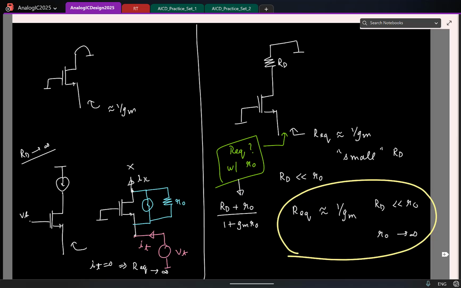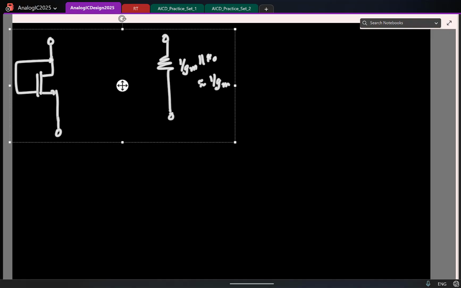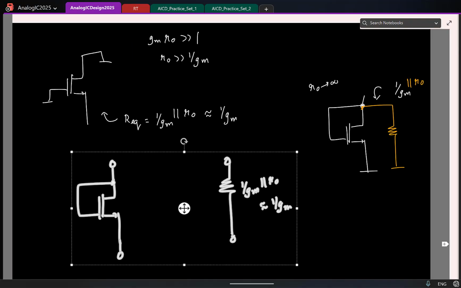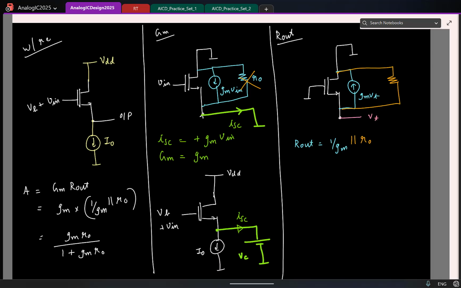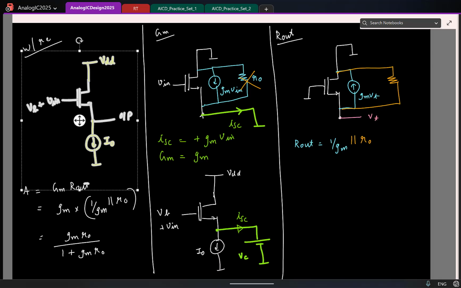Okay, so we are looking at this common drain. There is another variant of common drain. Let me show. I don't have this copied. Yeah, this is my common drain that we have been looking at.